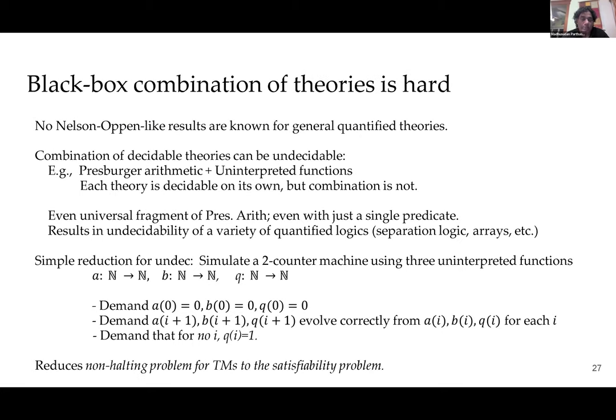In particular, black box combination of theories is even harder, and no Nelson-Oppen-like results are known otherwise, as far as I know. Combination of theories can even become undecidable if you combine them. So Nelson-Oppen shows that decidability is preserved if you combine decidable theories. But if you combine quantified decidable theories, it can become undecidable. For example, if you have Presburger arithmetic and uninterpreted functions, even the quantified versions are decidable, but the combination is actually undecidable. And you can easily simulate a two-counter Turing machine non-halting problem to show that.